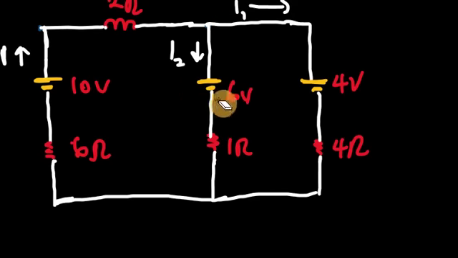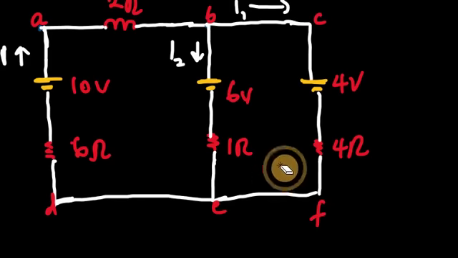Now if you look at this, we have two loops. Let us label them: A, B, C, D, E, and F. So B, C, E, F is a loop, and A, B, E, D is also a loop. So this is a problem on Kirchhoff's law.